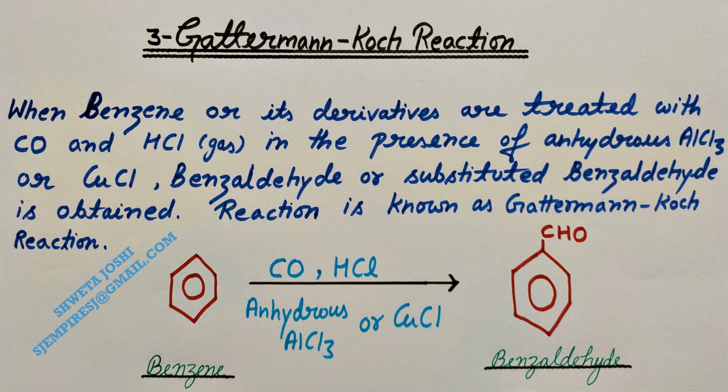Now our third reaction is Gattermann-Koch reaction. In this reaction, benzene or its derivatives are reacted with carbon monoxide and HCl gas in the presence of anhydrous AlCl3 or CuCl. After the reaction, benzaldehyde or substituted benzaldehyde is obtained. It is a very simple method for the preparation of benzaldehyde.